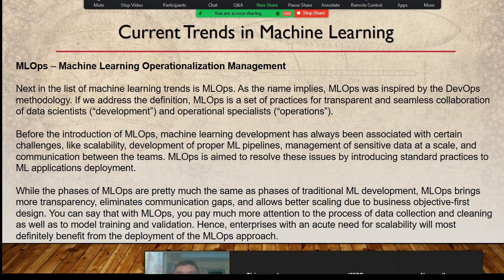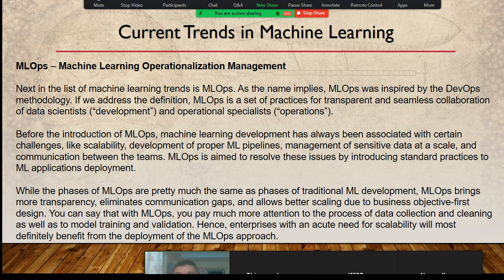Before the introduction of MLOps, machine learning development has always been associated with certain challenges like scalability, development of proper ML pipelines, management of sensitive data at scale, and communication between the teams. MLOps is aimed to resolve these issues by introducing standard practices to ML, or machine learning, application deployment.